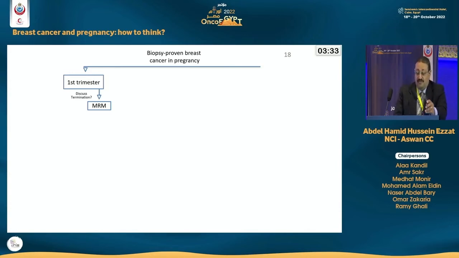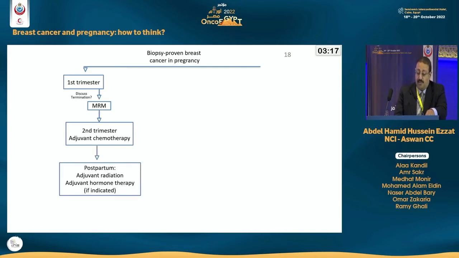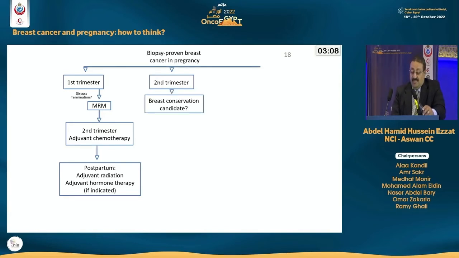So if it's the first trimester and she asked for continuation of pregnancy, modified radical mastectomy is offered. Then in the second trimester, we can begin chemotherapy, and postpartum adjuvant radiotherapy and adjuvant hormonal therapy if indicated. If it is in the second trimester, still, we ask if she is a candidate for breast conservation. If no, we'll proceed with mastectomy and the other chart.